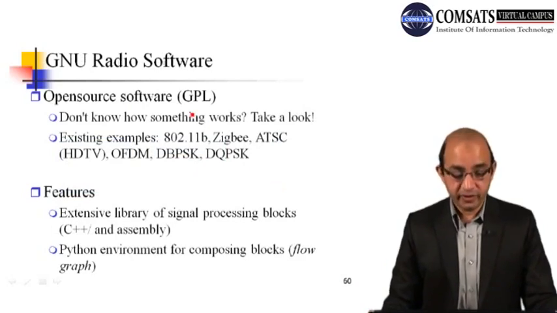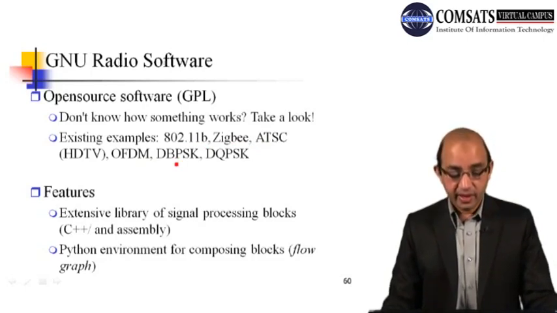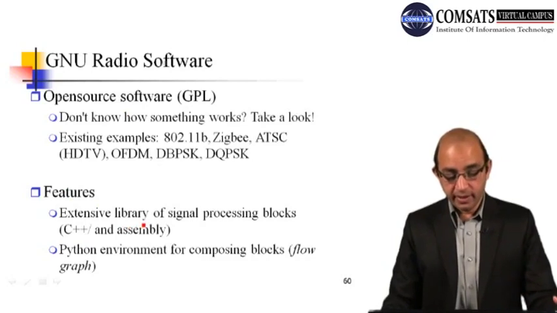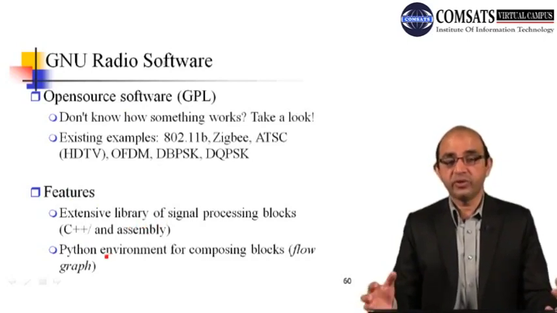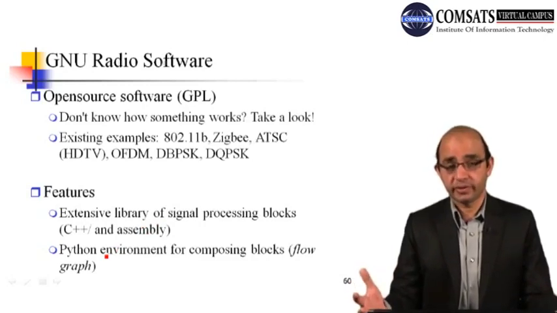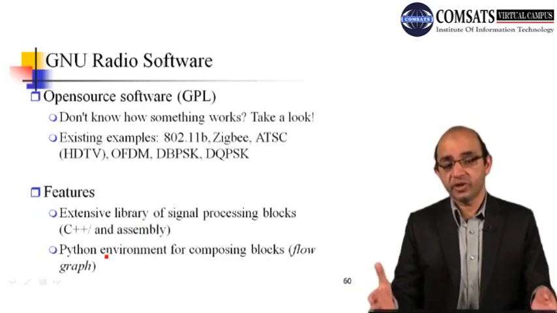It's open source software, right? And we can have a lot of different tools, a lot of different classes, a lot of different functions that are available. We can have 802.11b, ZigBee, and we also have some modulation schemes, OFDM, differential binary phase shift keying, and these are the features of this GNU Radio software. We have an extensive library, and there are different blocks that are available in GNU Radio.